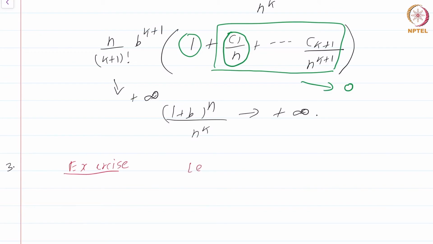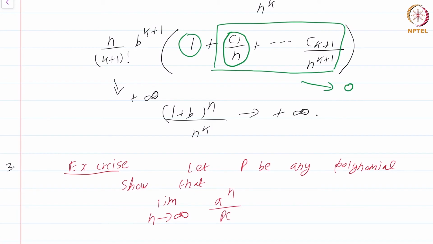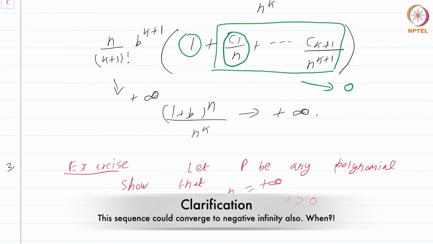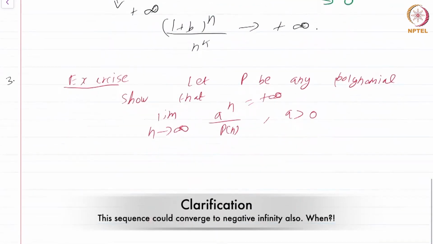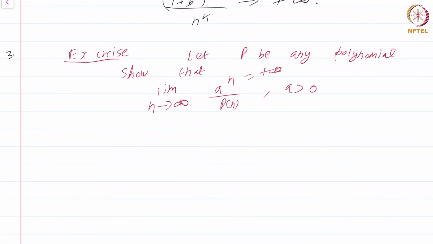Let P be any polynomial. Show that the limit as n goes to infinity of a power n by P of n, a greater than 1, is plus infinity as usual. Okay. Excellent. So now we have seen some examples involving polynomials and exponentials. Now let's see some more sophisticated examples involving exponentials.